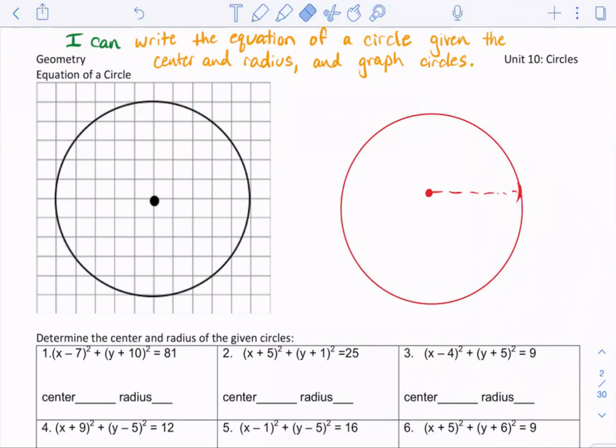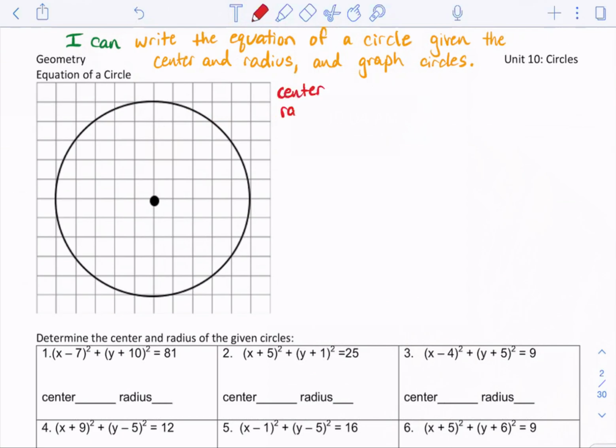All right, so 2 things that are very important for you to graph a circle are the center and the radius. So I'm going to write that on the side here, that the center and the radius are the 2 things that you need to write the equation of a circle or to graph a circle. So now if you look at this circle that I've been given here, there's no particular coordinates. It's just giving you a center and a circle.